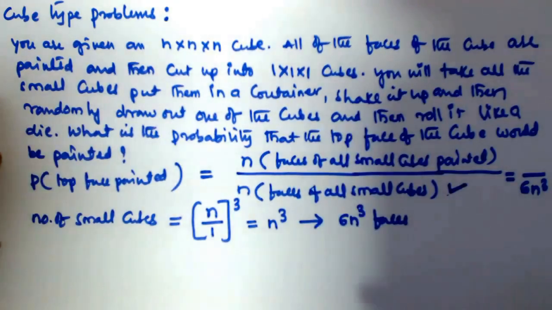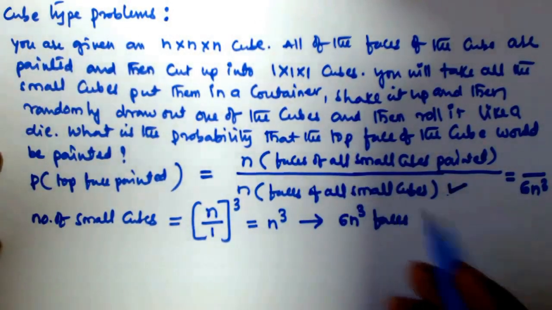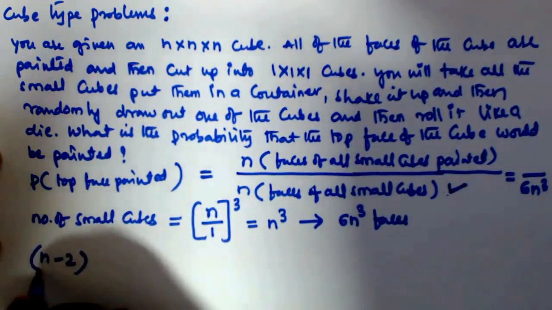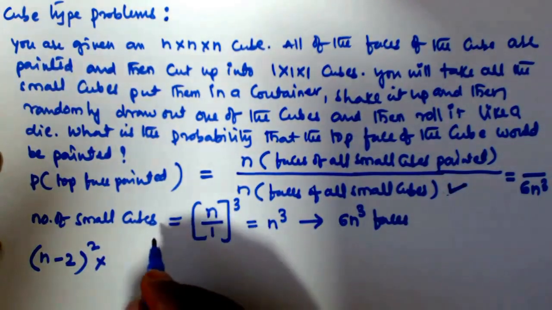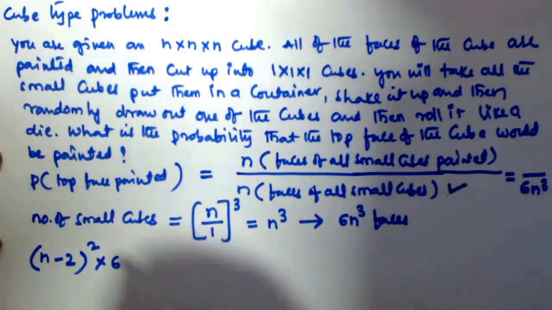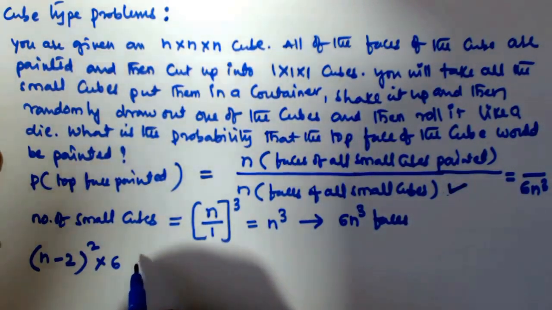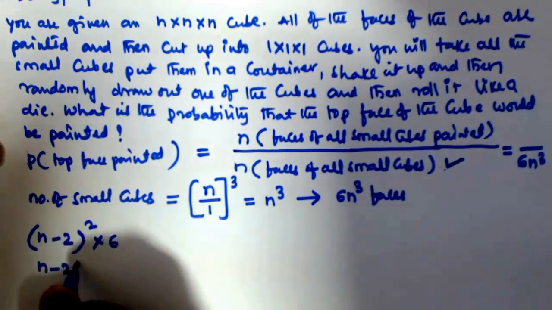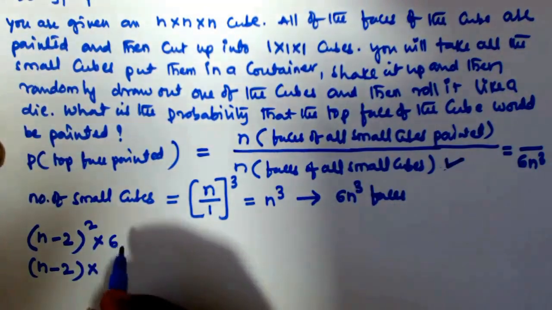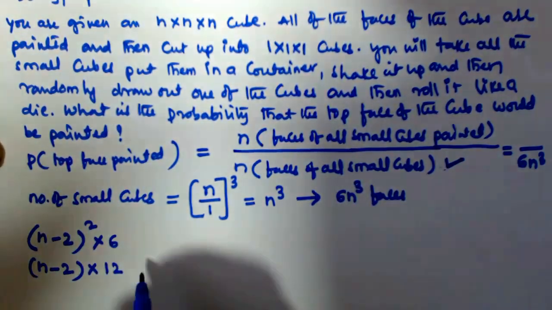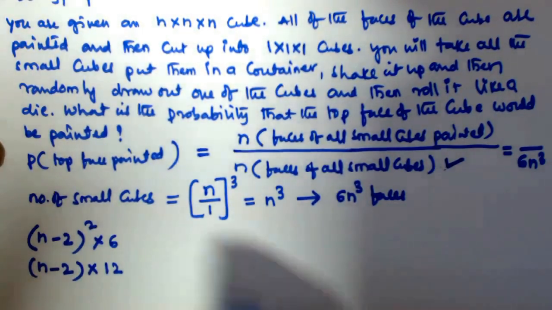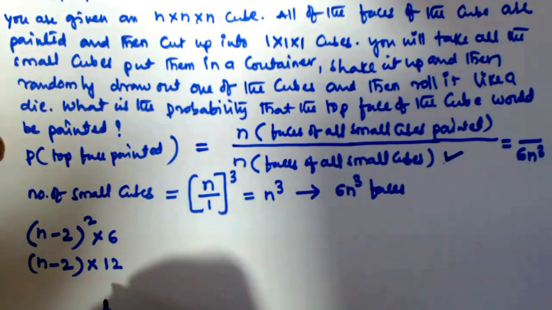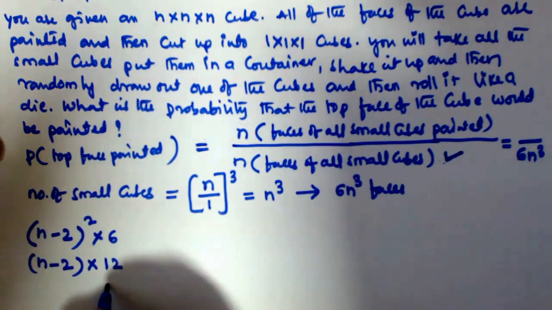Okay, and then we have to find the number of faces of the small cubes painted. In the previous videos I told that (n minus 2) whole square into the number of faces of a cube, that is 6, will give the total number of cubes which are painted on one side. And n minus 2 into the number of edges of a cube, which is 12, will give the total number of cubes which are painted on two sides. The total number of cubes painted on 3 sides is equal to the number of corners of the cube, so that is going to be 8.